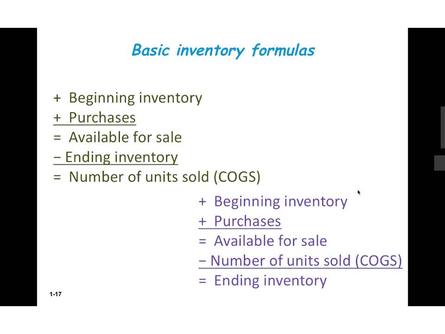And then the other version of this formula is simply flipping the bottom two terms. So we can take our beginning inventory plus our purchases, gives us available for sale, subtract our number of units sold, gives us ending inventory. So those are the two formulas we need. We can use number of units with these, or we can use cost.